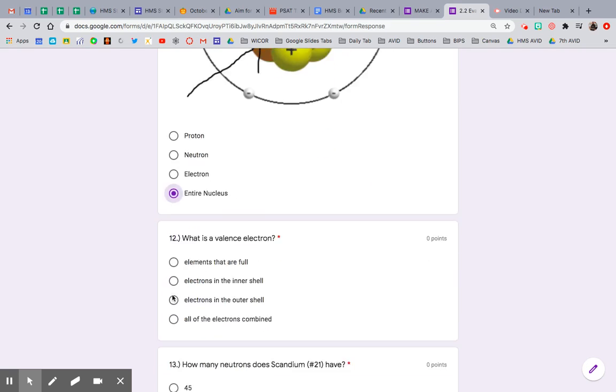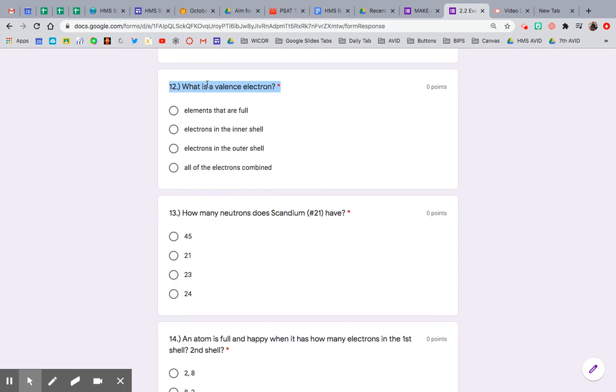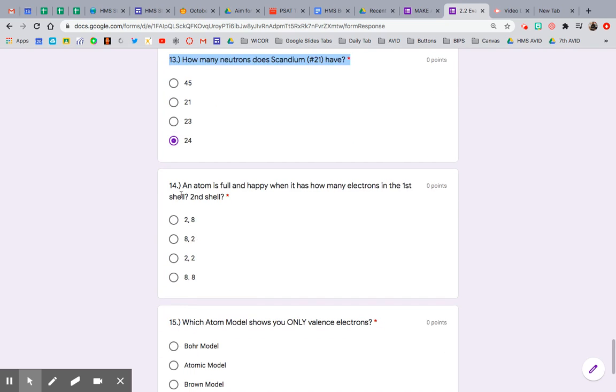Okay, so this is where I picked off last time. So what is a valence electron? Is it when elements have a full shell, electrons in the inner shell, electrons in the outer shell, or all of the electrons combined? What are valence electrons? 13, how many neutrons does scandium have? And scandium is number 21. So you need to go to the periodic table and find the neutrons. Does it have 41, 21, 23, or 25 neutrons?